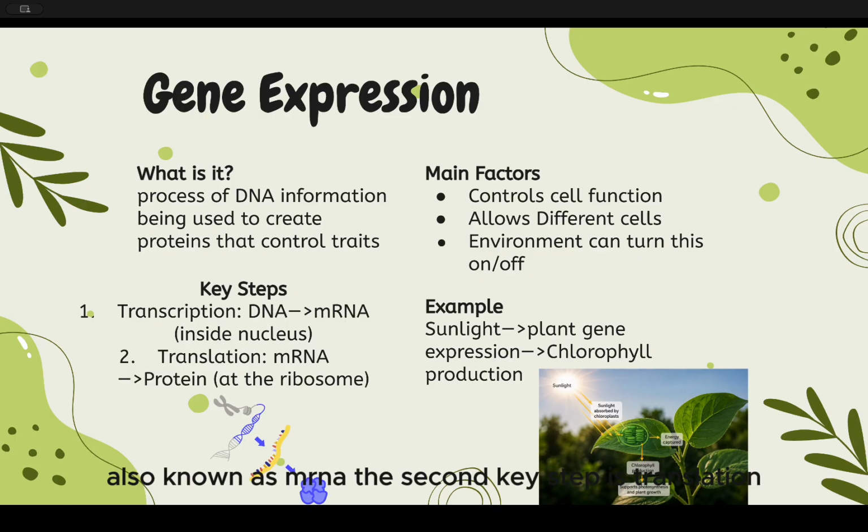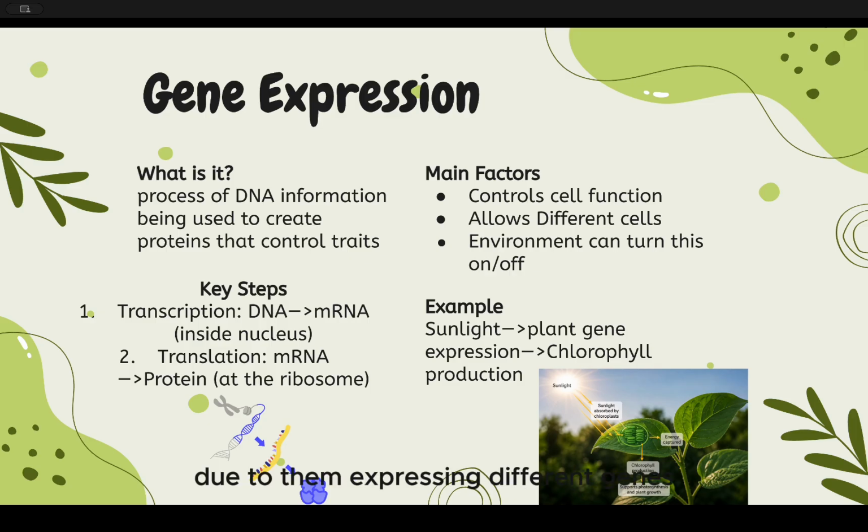The second key step is translation. Translation happens at the ribosome. In this step, the instructions from the mRNA are used to build a protein. You're probably wondering what's the importance of gene expression. Gene expression is very important because it allows variety within the cell. Even though all the cells in the organism have the same DNA, different genes are turned off or on in different cells. For example, skin and muscle cells contain the same DNA, but they perform different jobs due to them expressing different genes.